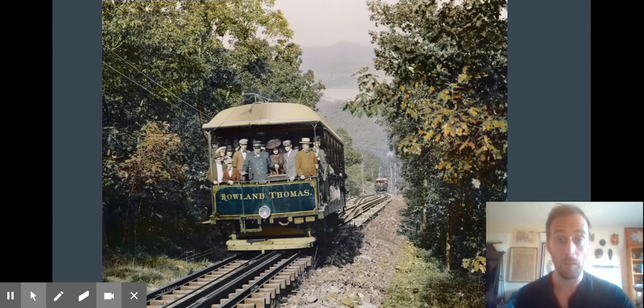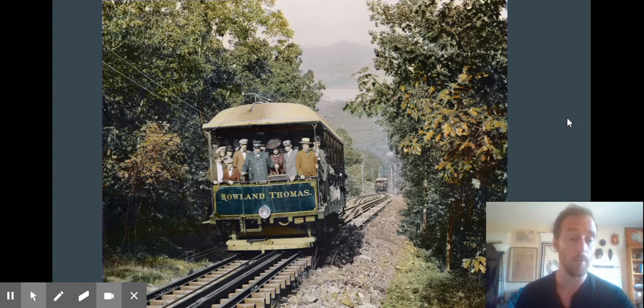This one is going up Mount Tom, which is kind of cool. And it was, again, an electric streetcar that went right up to the top of Mount Tom, where there was a hotel that people would stay at. And there was actually, I think, 3 different hotels, 2 on Mount Tom, 1 on Mount Holyoke that still stands. And each of them had an electric trolley system to get to the top.